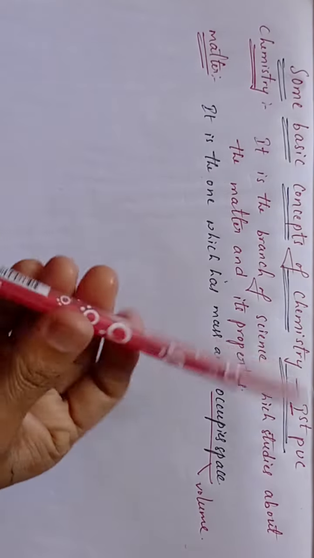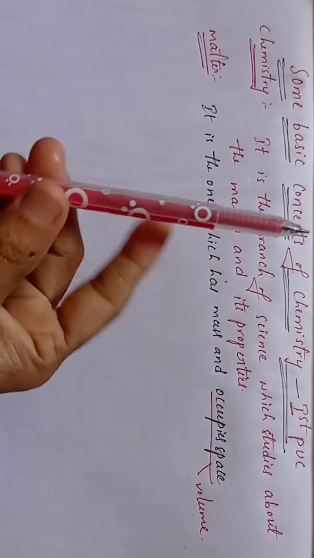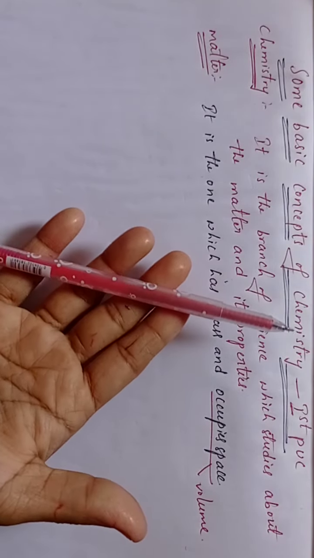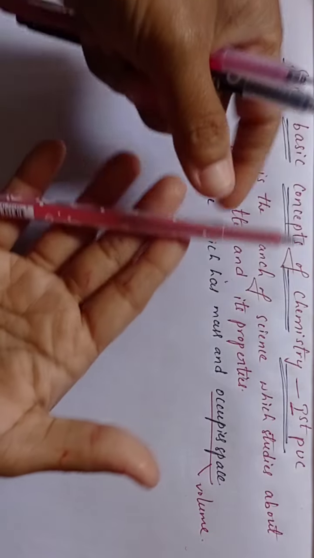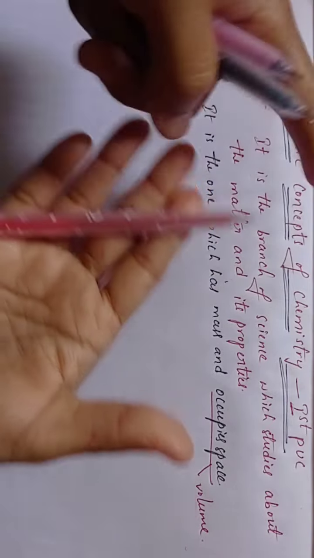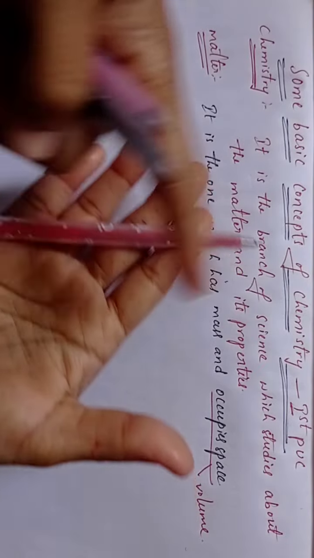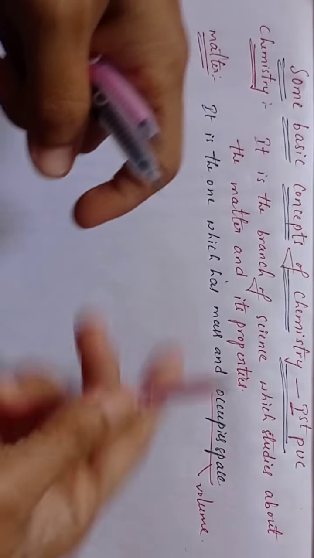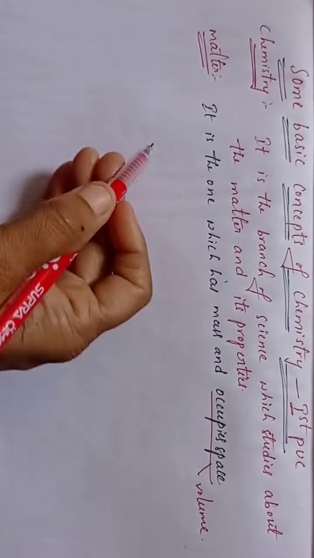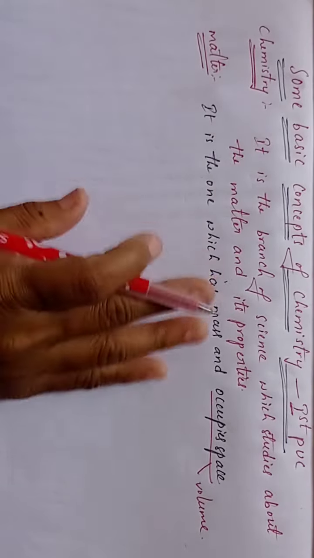For example, this pen. See, students, it is an example of matter because it has some mass. Correct? It has mass and occupies some space. Suppose I keep it on my hand, it occupies some space. Correct or not? This is nothing but volume. So it has mass and volume, so it is an example of matter. Clear, students?